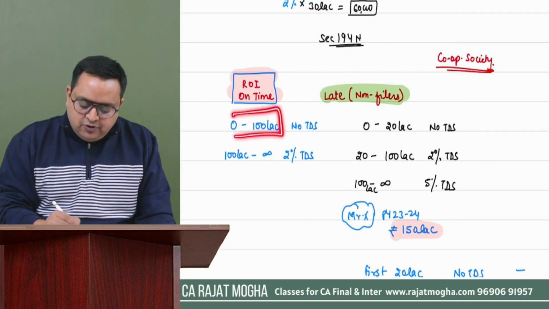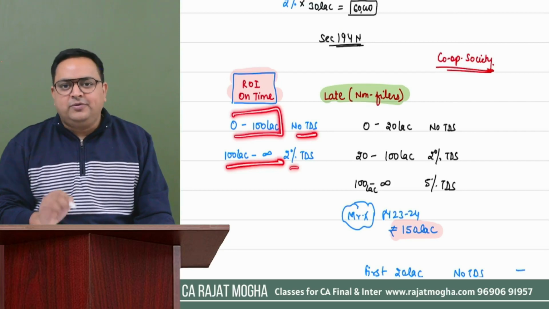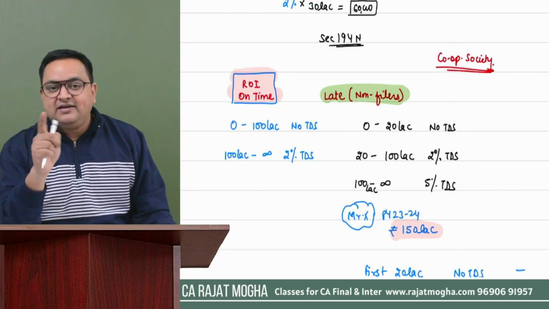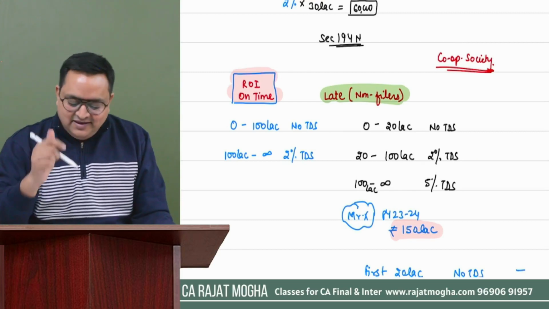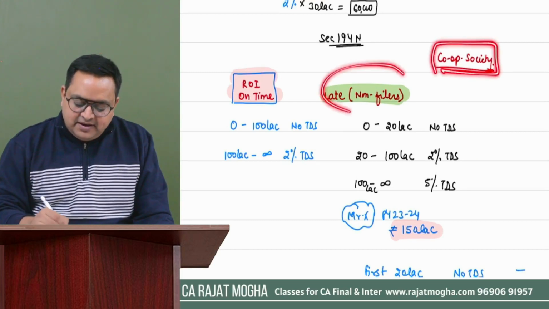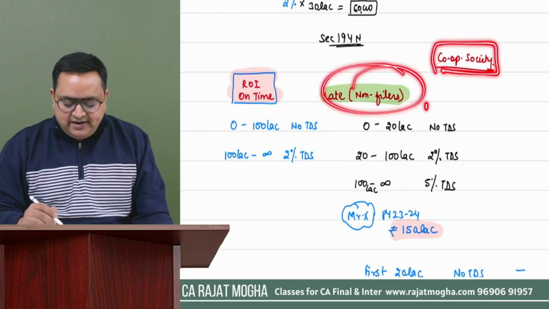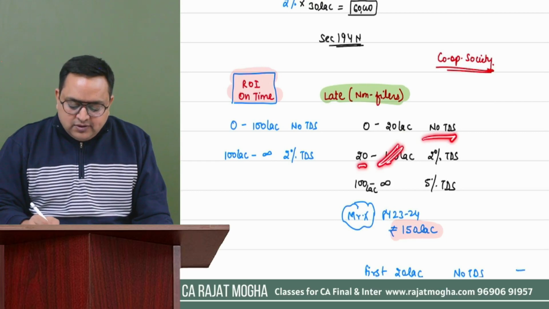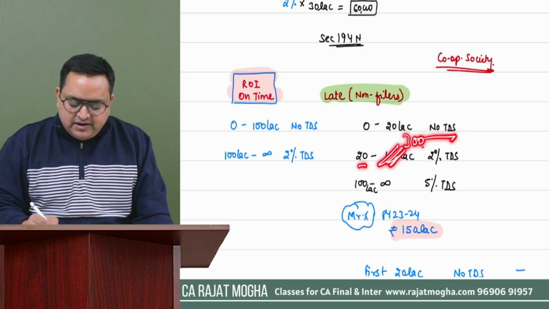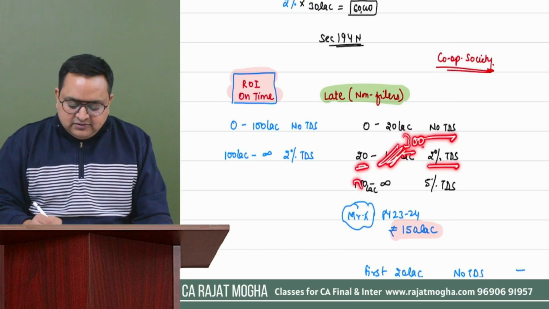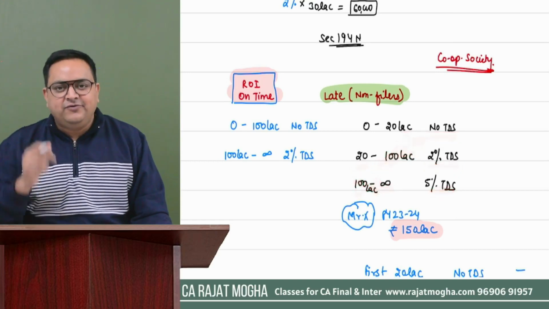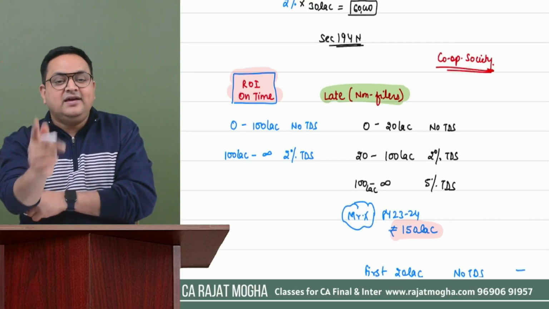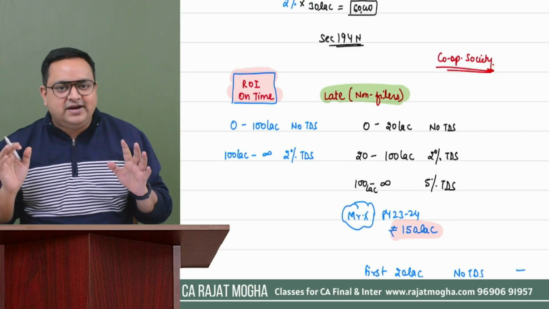So 0 to 3 crore, no TDS. More than 3 crore, 2% TDS. Here, wherever you see 100 lakh, 20 lakh is not replaced, only 100 lakh is replaced. If this cooperative society comes in the non-filer category, 0 to 20 lakh, keep it as it is, no TDS. 20 lakh to 300 lakh, 2%, and 300 lakh to infinity, 5%. So wherever you see 100 lakh, cut it and write 300 lakh, only when the person withdrawing the amount is a cooperative society, right?